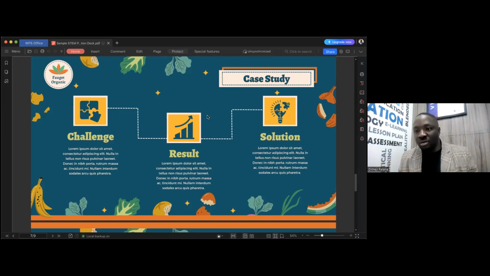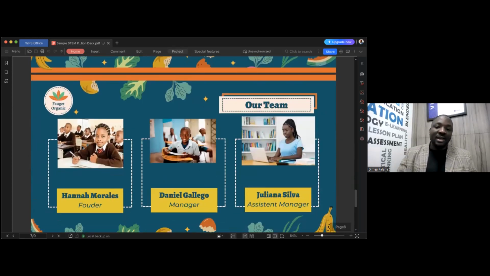Maybe they are able to process tomato paste from the farm because now they have the power to be able to do so. That's an example. So you need to really bring a real life case study into the conversation. Let it be so real that anybody listening to you will be able to identify and connect with the case study. And the next one is your team.